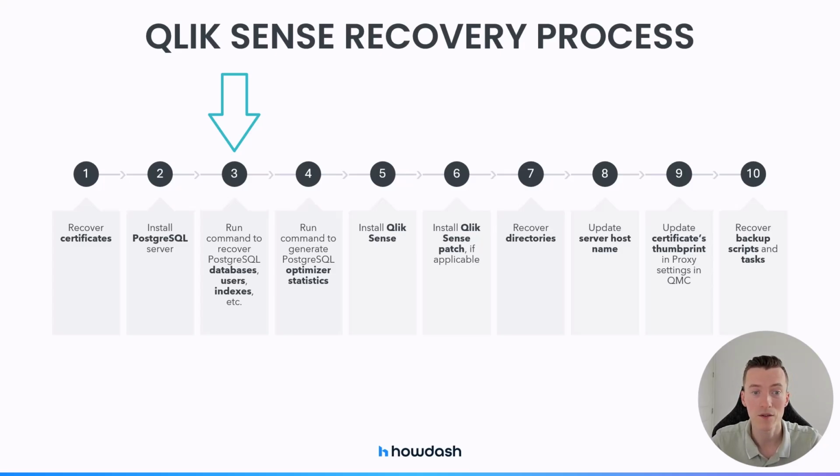Then we run a command to generate optimizer statistics, install Qlik Sense, install Qlik Sense patch if your backed up version had a patch installed on it. We recover directories, update server hostname, update certificates template in proxy settings in QMC, and if you had your backups automated, the last step would be to recover backup scripts and tasks.